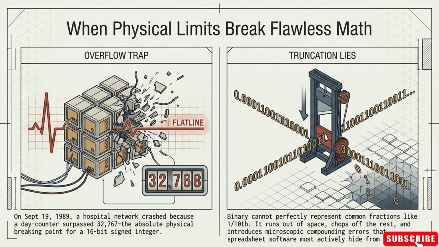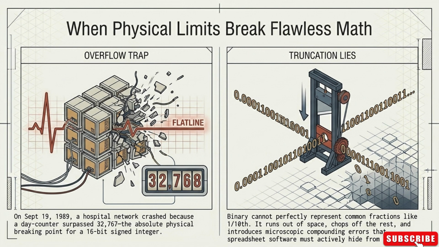It happens so reliably that the software engineers who build commercial spreadsheet applications literally write hidden code into the background to artificially round the numbers. Really? Yeah, they have to actively cover up the computer's compounding math errors so that uneducated users don't panic when their flawless digital ledger doesn't perfectly balance. I love that. They literally have to lie to the user to maintain the illusion of a perfect machine.